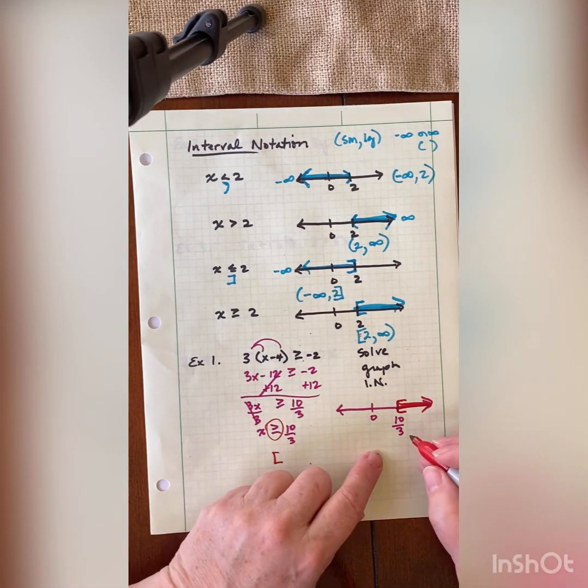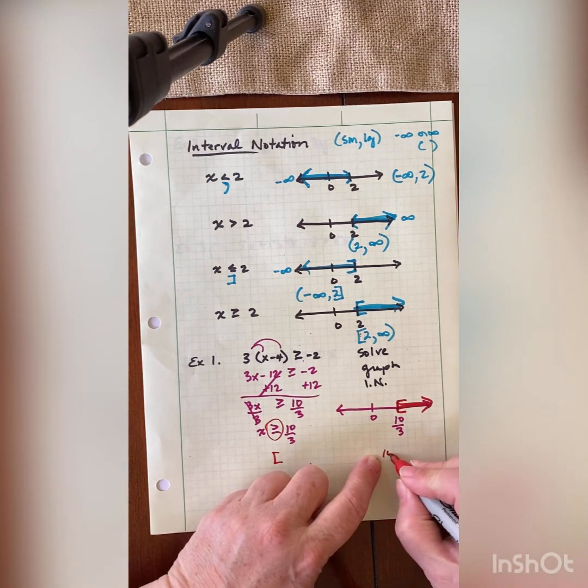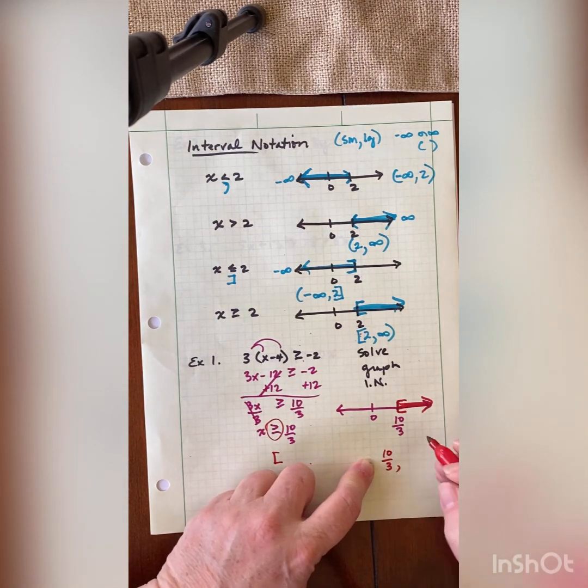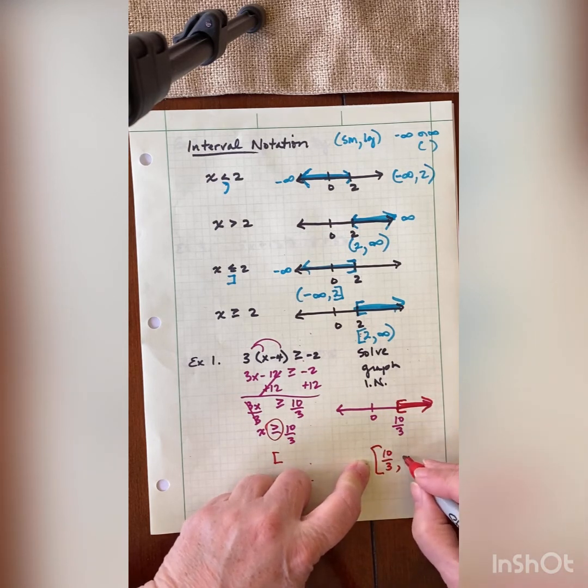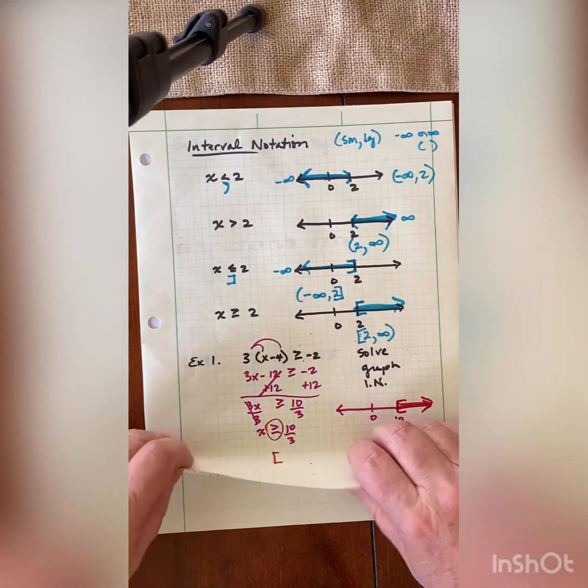Now let's write our answer in interval notation. Smallest possible answer, 10/3, and it's got a bracket that's going with it. Largest possible answer, infinity, and it always has a parenthesis. So there you go.